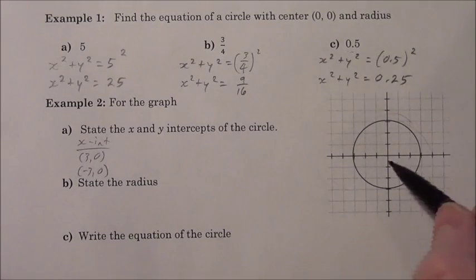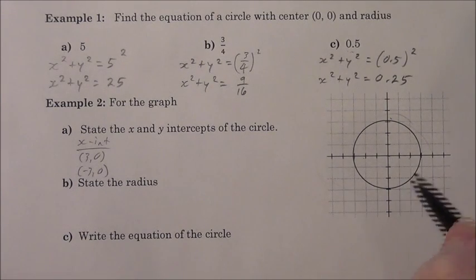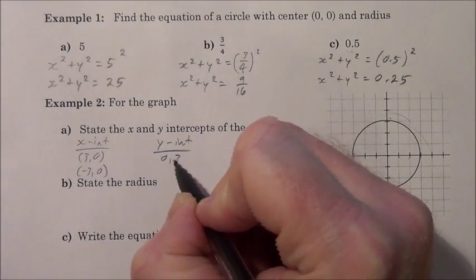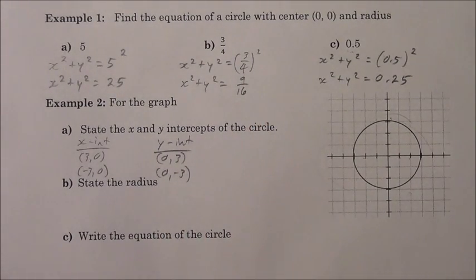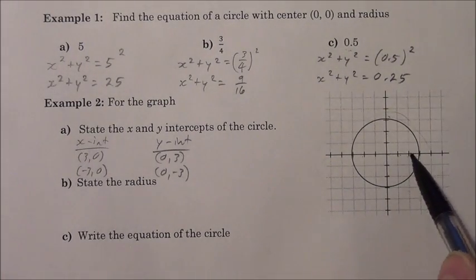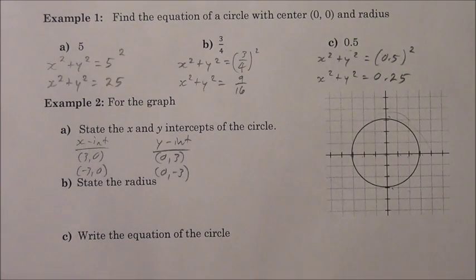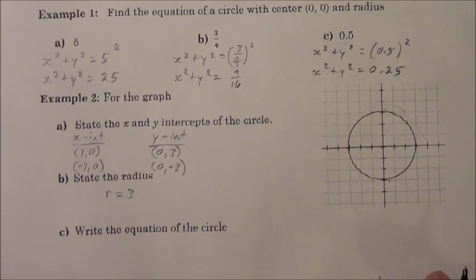And the y-intercepts then, again, will count from the origin. And so the y-intercepts would be 0, 3 and 0, negative 3. So notice that the x-intercepts and the y-intercepts are all 3 units away from the origin. Therefore, what would the radius be? Radius is 3.